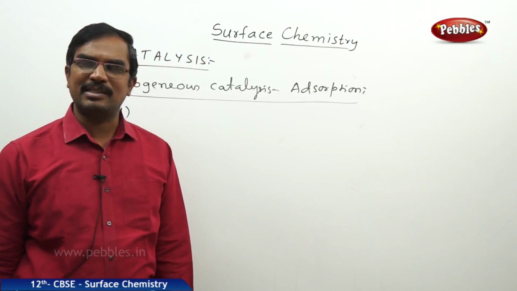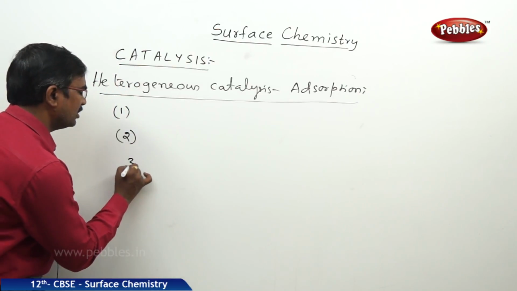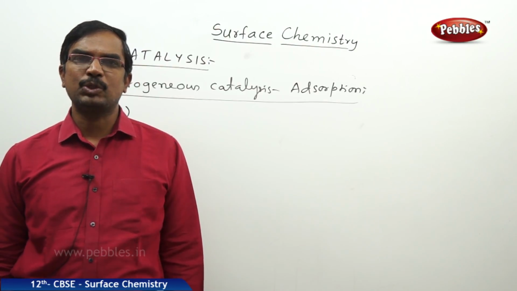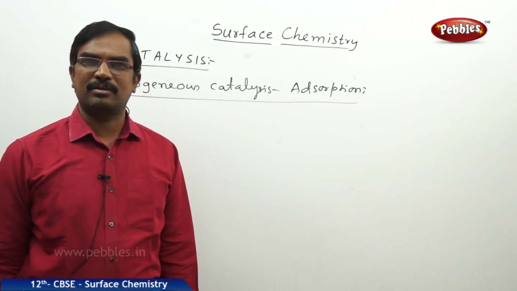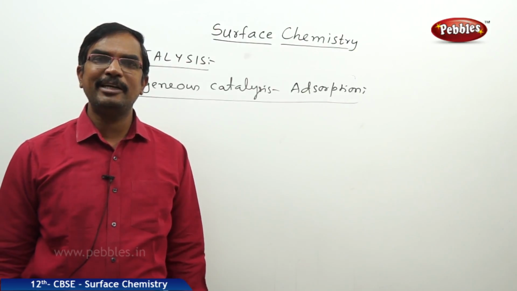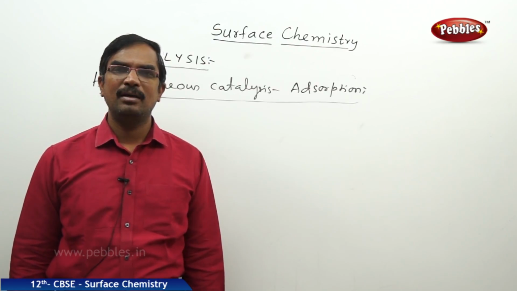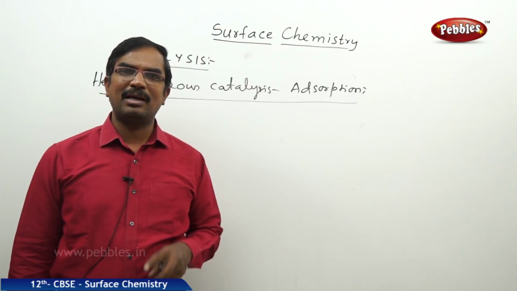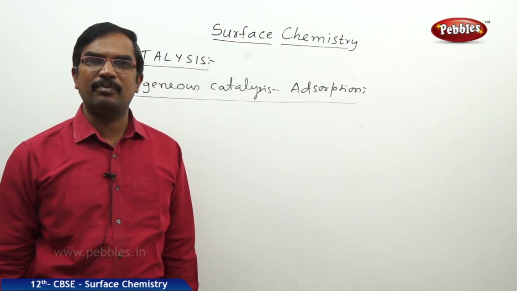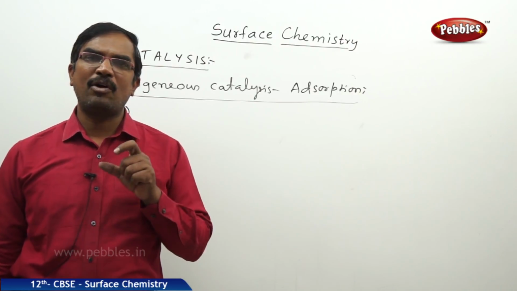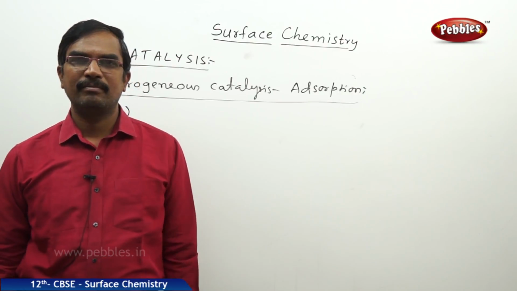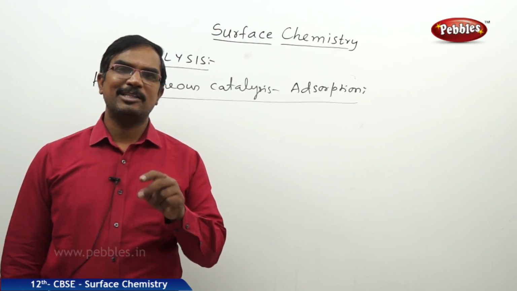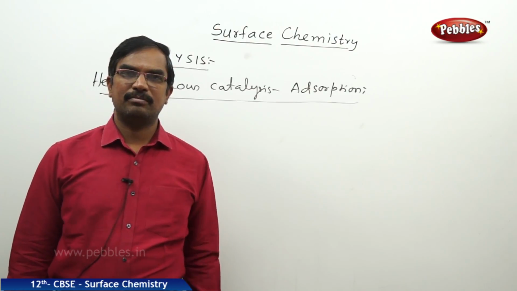Once they get adsorbed in the second stage, in the third stage the adsorbed reactant molecules combine to give the intermediate product. Here I mean to say intermediate means it is neither reactant nor product. So once the intermediate product is formed on the surface of the catalyst, in the fourth step the product which is formed gets desorbed. Once it is desorbed, in the last step, the fifth step, the corresponding product will be diffused out.